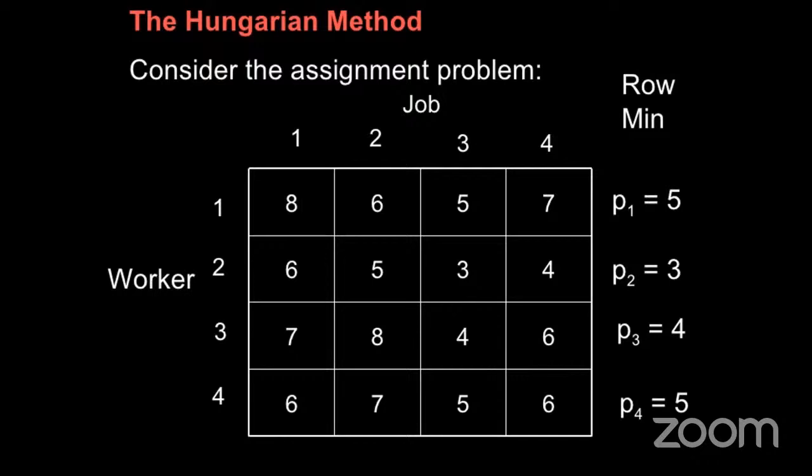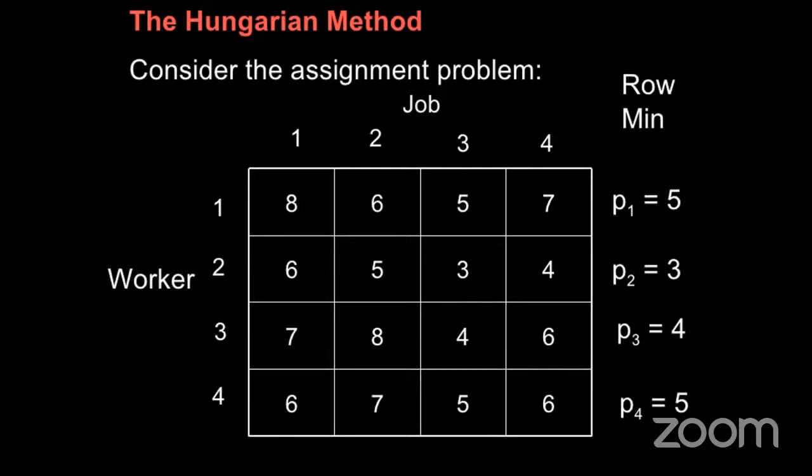Is that clear? So from each row, find the least value and subtract it. You will get the new matrix, that is the row reduction matrix. Any doubt? No, sir.